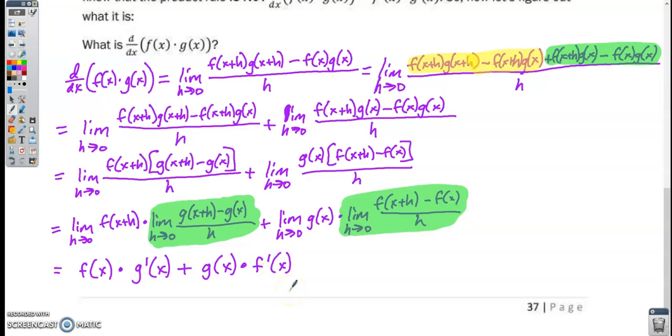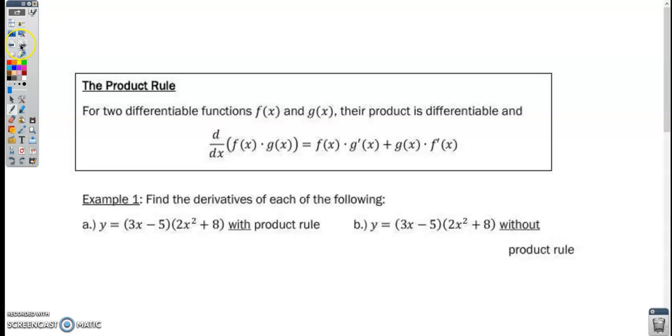And so we've just shown that the derivative of f of x times g of x is equal to f of x times g prime of x plus g of x times f prime of x. All right, that is our product rule. I'm just going to keep rolling.